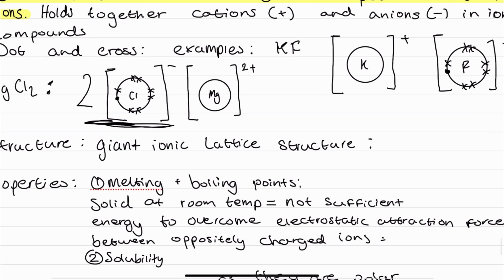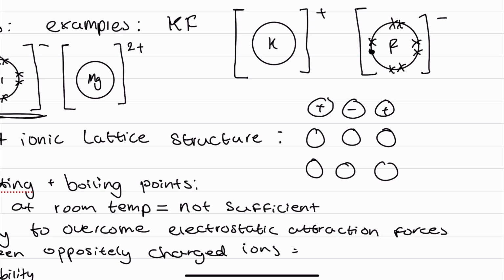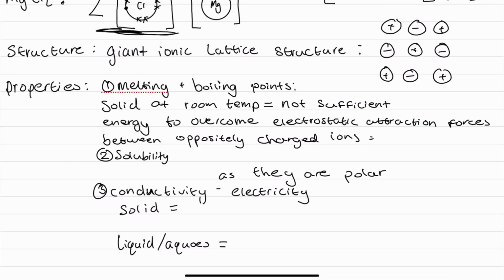Now, the structure is a giant ionic lattice structure, again, the same since GCSE, and if you were asked to draw it out, it would just be something like this, where it's just a regular arrangement of ions. Now, properties. So for melting and boiling points, it's a solid at room temperature because, and this is a very important point, there's not sufficient energy to overcome electrostatic attraction forces between the oppositely charged ions. Therefore, there is a high melting point and boiling point.